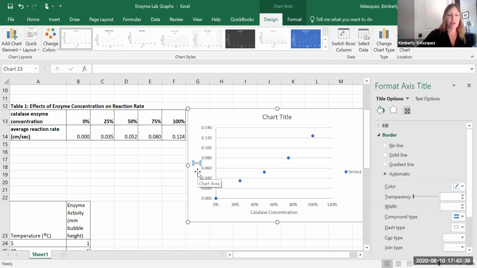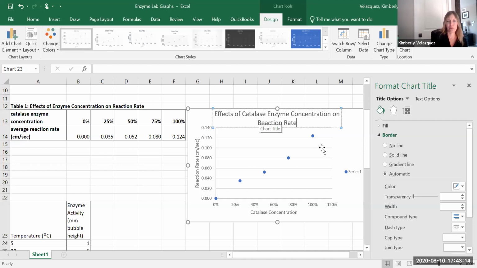This is our reaction rate, our y-axis, our dependent variable. Okay, and that's centimeters per second are our units, so I'm going to put those in parentheses. Now we need a title. Effects of catalase enzyme concentration on reaction rate. So your title always needs to tell exactly what's being shown in this graph. You would never say graph 1 or figure 1.